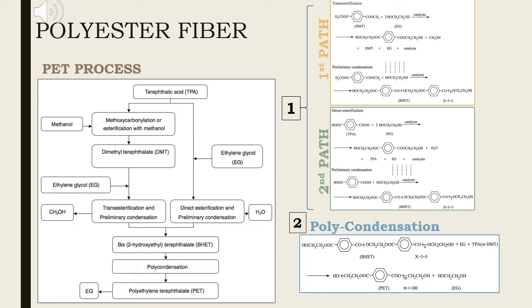The point to be noticed is that transesterification, first path, is a low temperature reaction, while direct esterification, second path, is a high temperature reaction. Another point is in transesterification, an ester is made to react with ethylene glycol, whereas in direct esterification, an acid is made to react with ethylene glycol.